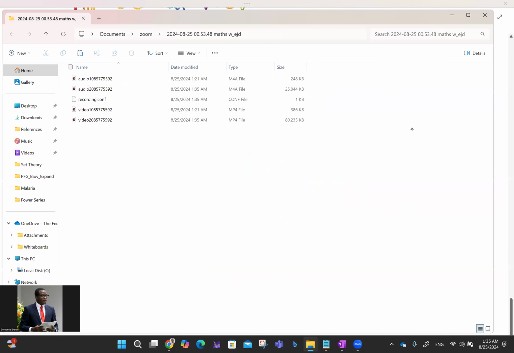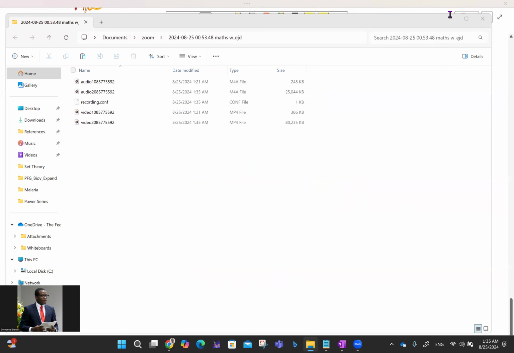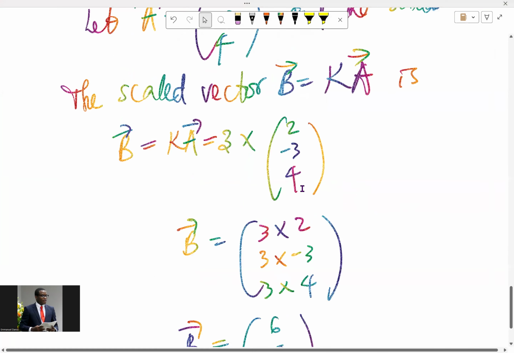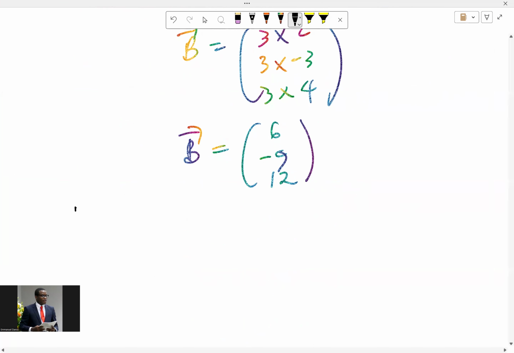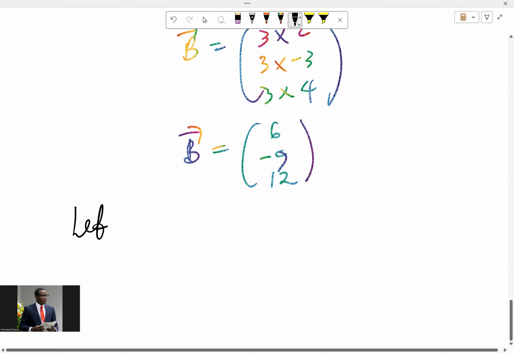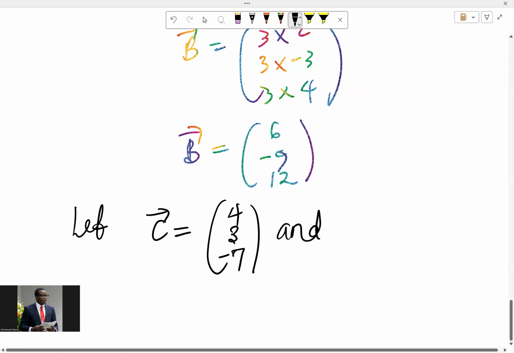I may also want to give another example for a negative scalar. Let's say another vector, vector C, is 4, 3, minus 7, and a scalar small c is minus 3. Okay, we've used 3 before. Let me just say minus 2.